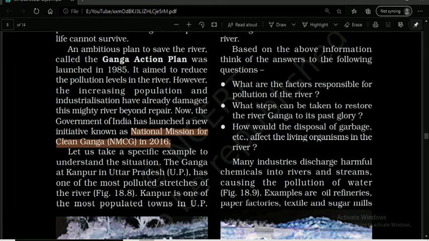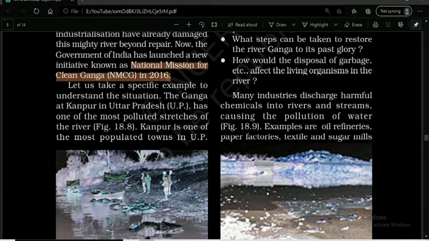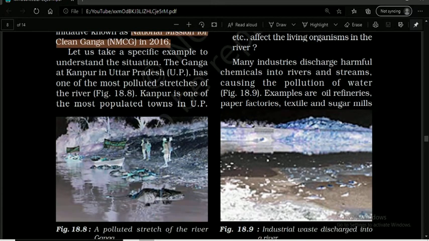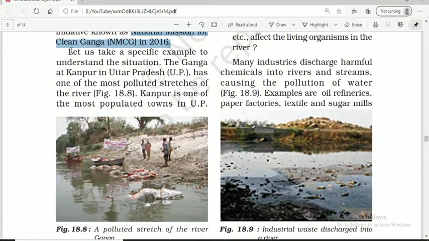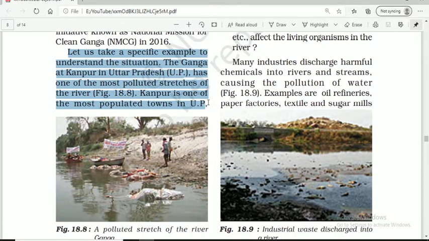Okay, let us take a specific example to understand the situation. You have to see the figure. If you see an example, understand this is the Ganga at Kanpur in Uttar Pradesh, which has one of the most polluted stages of the river. Kanpur is also known as the most polluted city, or noisy city. Noise pollution is much more there due to traffic and so on. So one more example also of that river being polluted there.